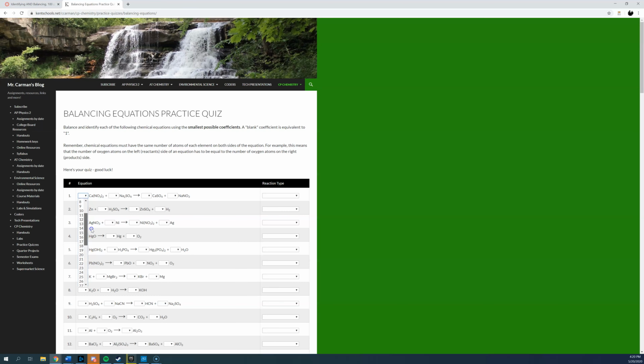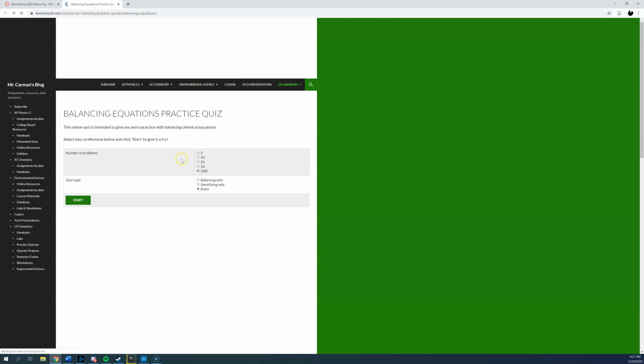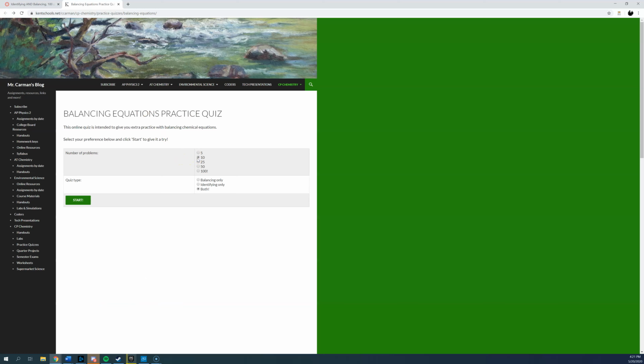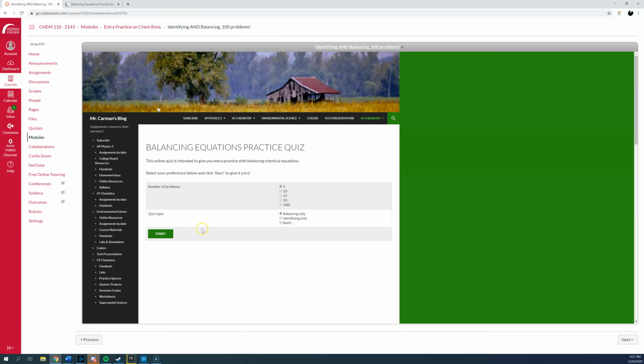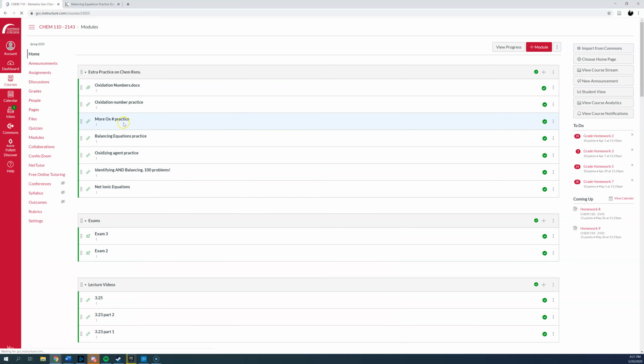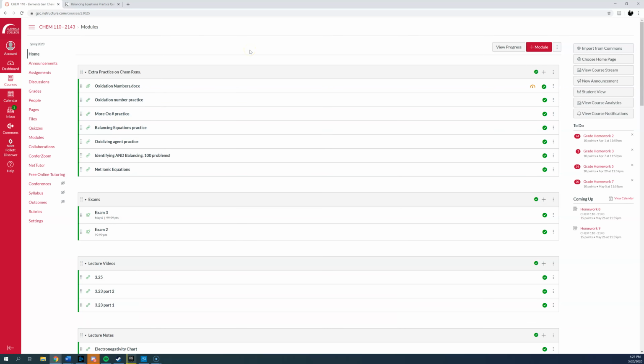So tons of stuff you can play around with. You're going to get your reaction coefficients, and you're going to be able to identify what type of reaction it is. Of course, if you don't want to do 100, you could choose a smaller number, like 10 problems. That's definitely something I would suggest doing. That'll definitely help you guys out. I know this sucks, but think about it.